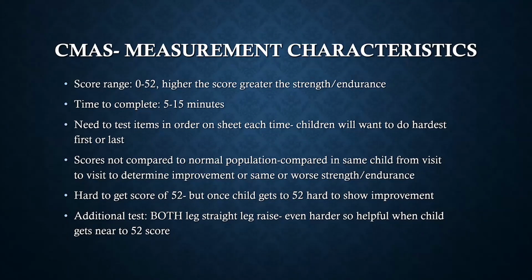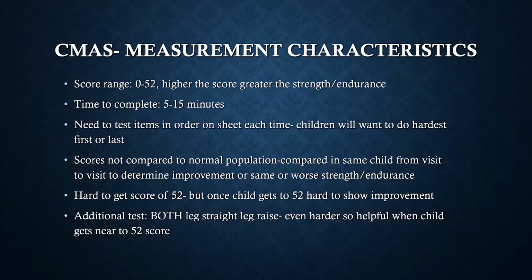Then there's a standardized scoring form, and you go in the order of the items on the sheet. Kids will want to do the hardest test first or last, but to standardize it from one child to the next, one visit to the next, you go in the same order. The importance here on the CMAS is not that your child get a normal score, but rather, is their score the same or worse or better than their last visit, because it's used to assess change in the child from one time point to the next, one clinic visit to the next.